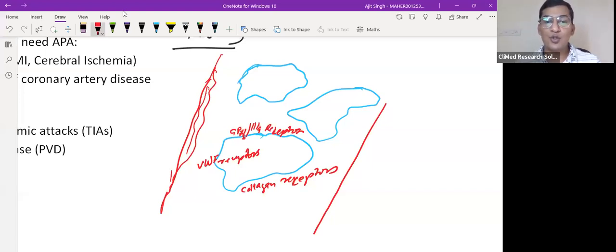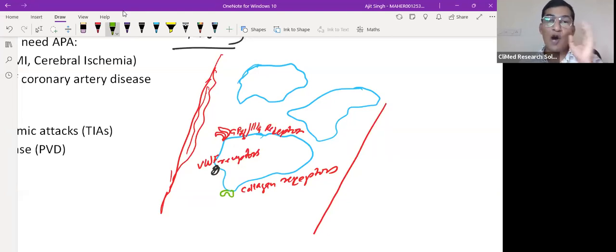So how does it look usually? See, suppose these are the GP2b3a receptors. Then this is the von Willebrand factor receptor. And then suppose this is the collagen receptor. This is the collagen receptor.